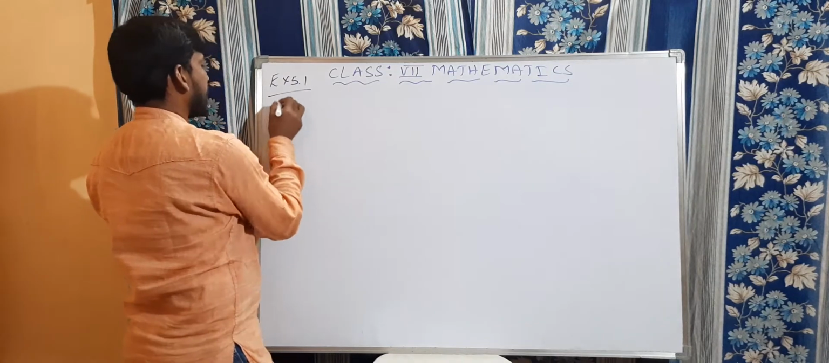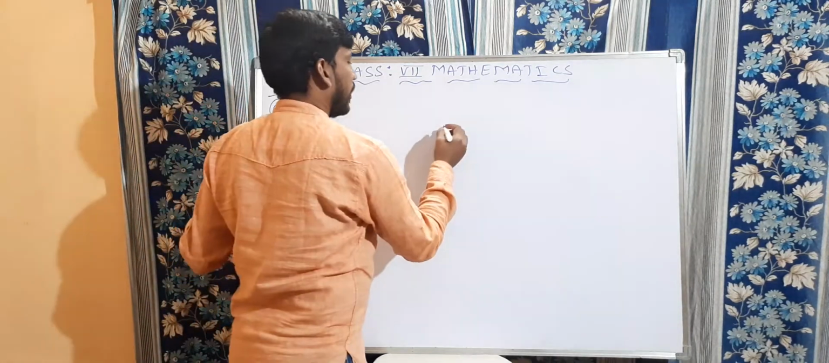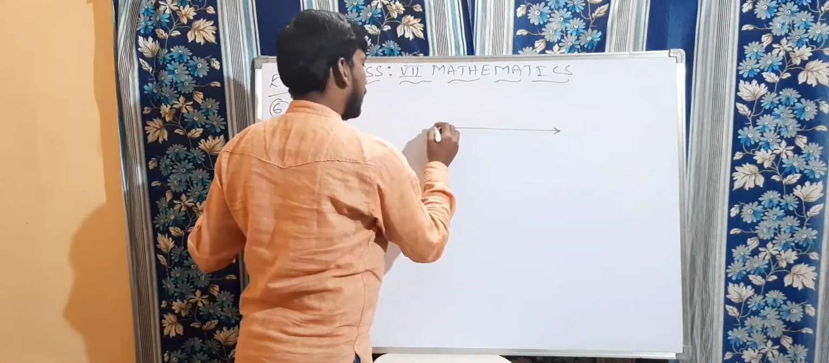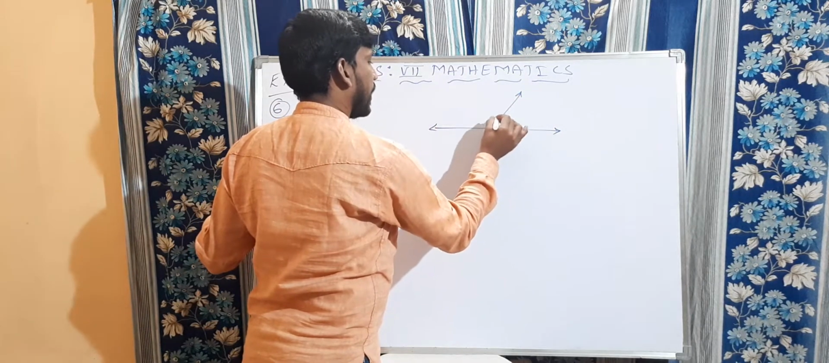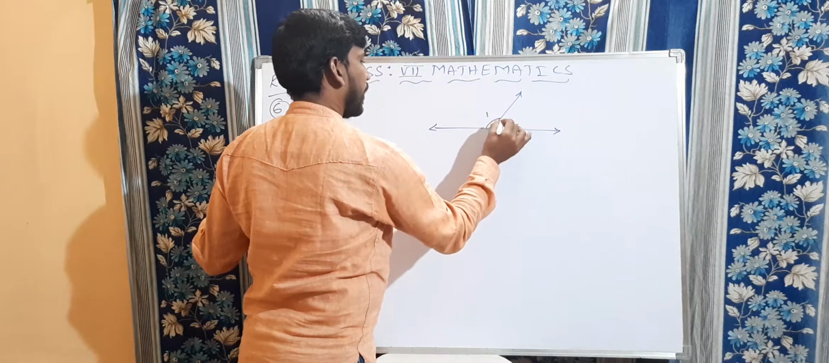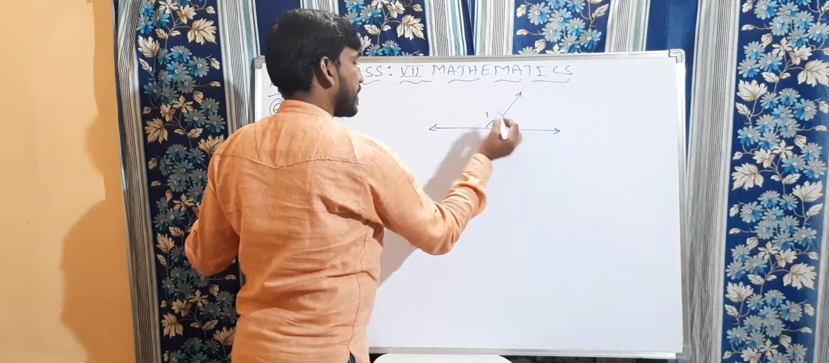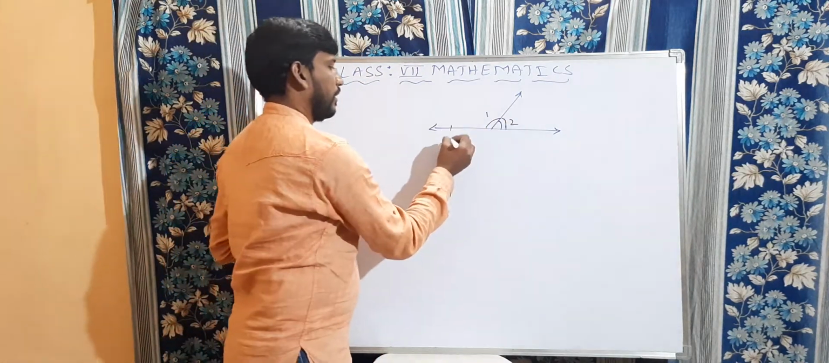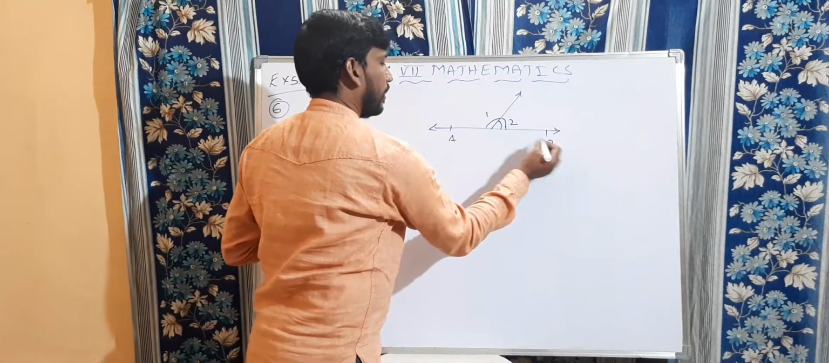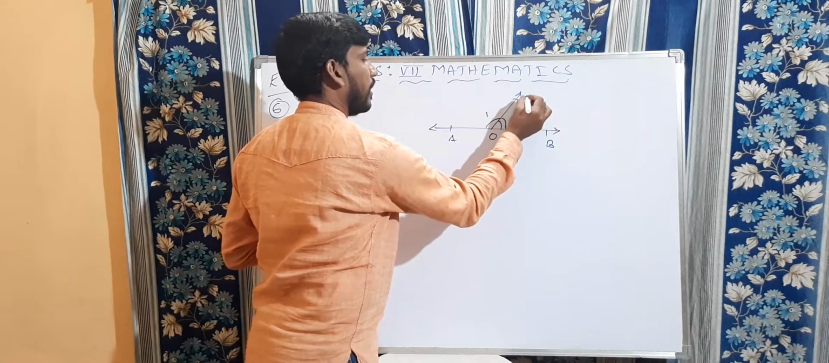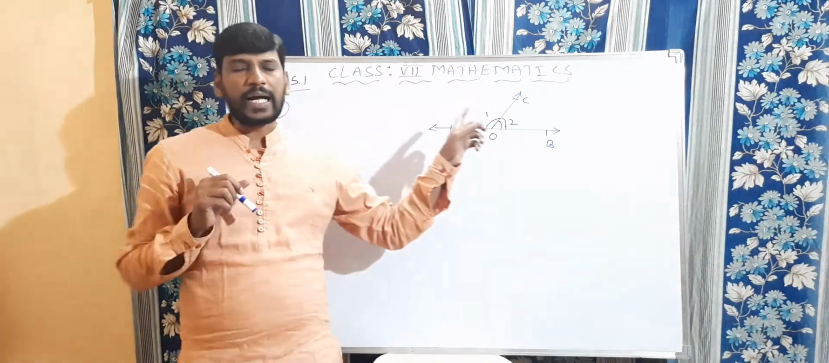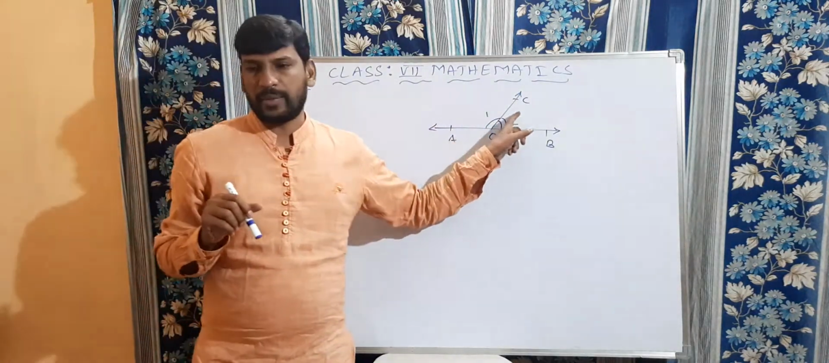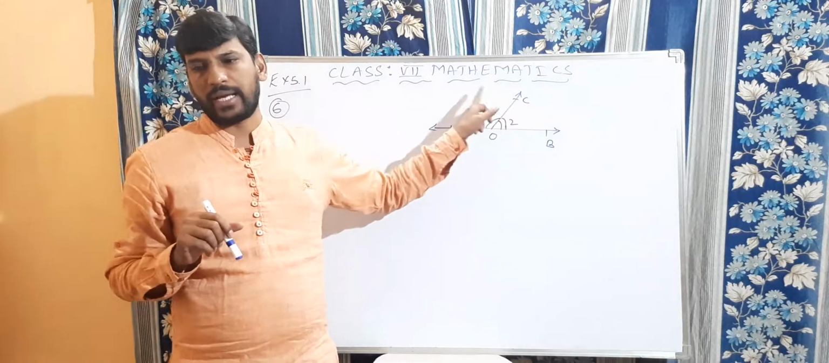Okay, question number 6. In this figure, there are two angles: this is angle 2 and this is angle 1. Now the question is, in the given figure, angle 1 and angle 2 are supplementary angles. These two are supplementary angles.